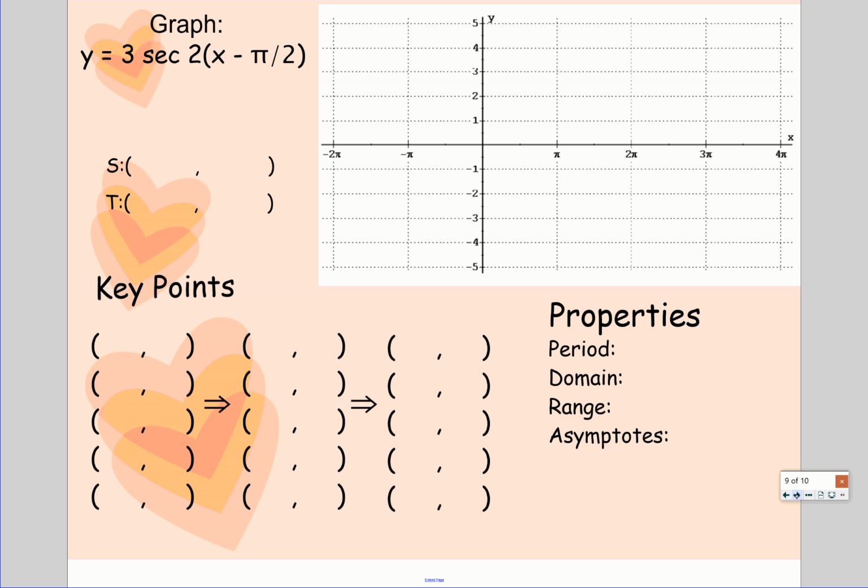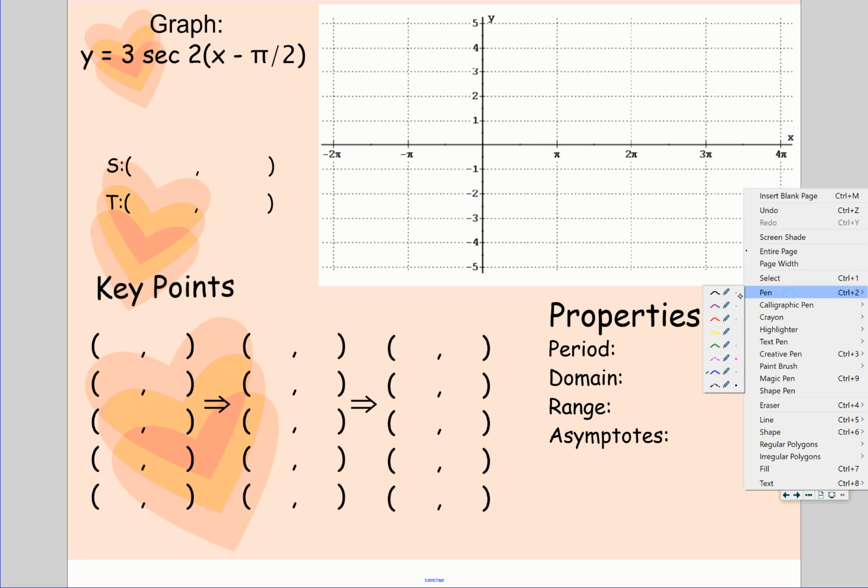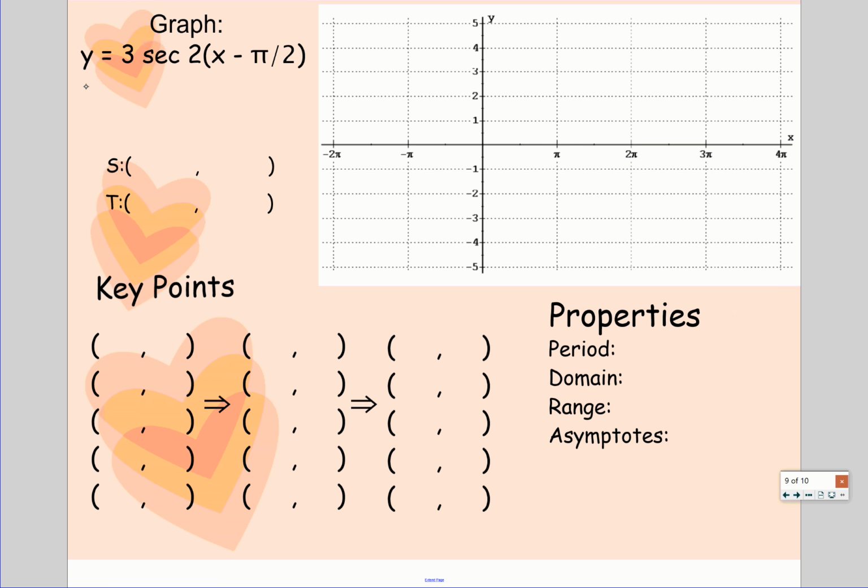All right, so here's our example. 3 secant 2x minus pi over 2. The 2 has already been factored out for you. Remember, if it wasn't, you'd want to do that first. What is the reciprocal of secant? Cosine. Okay, so we're going to do 3 cosine 2x minus pi over 2. That's what we're going to graph, and then we'll turn it into a secant graph at the end.